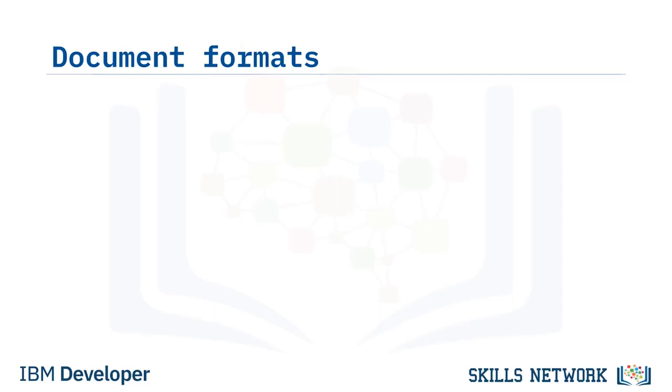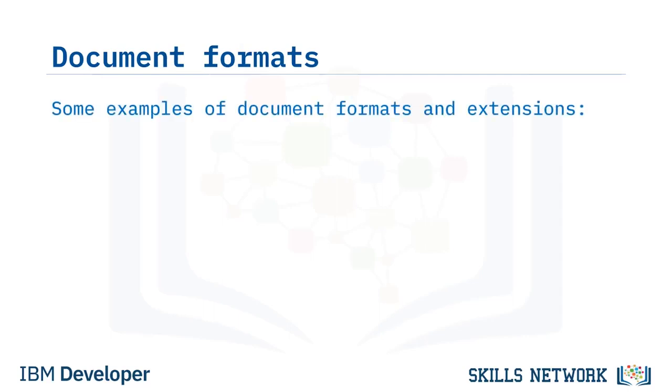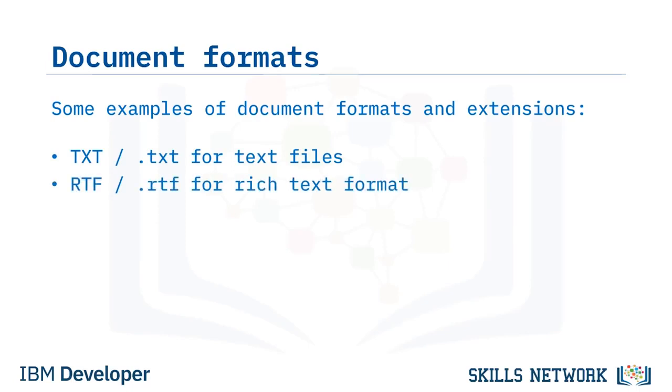Files that rely on mostly text are saved as document files. Some document formats are as follows. TXT or text files are plain text with no formatting. RTF or rich text format is a word processing format used by most of the common word processing applications. It includes basic text formatting, headers and footers, and margins.